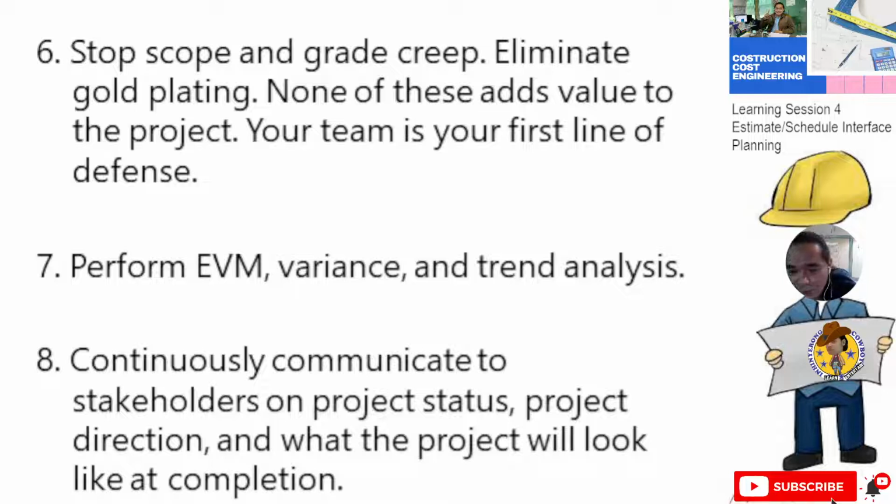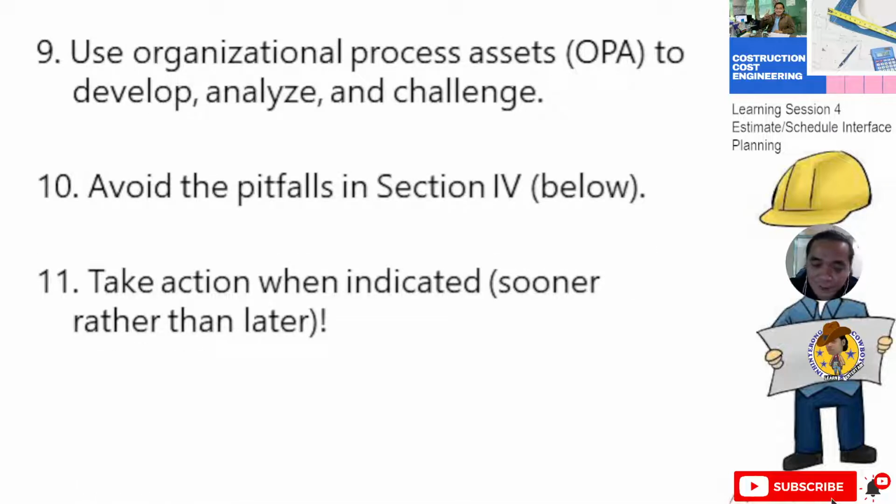Okay, number seven, you have to perform EVM. EVM is earned value. Okay, so we will discuss this one in the next learning session, variance and trend analysis. Number eight, we have to continuously communicate to stakeholders on project status, project direction, and what the project will look like at completion. Number nine is you have to use organizational process assets to develop, analyze, and challenge. Number 10 is avoid the pitfalls.